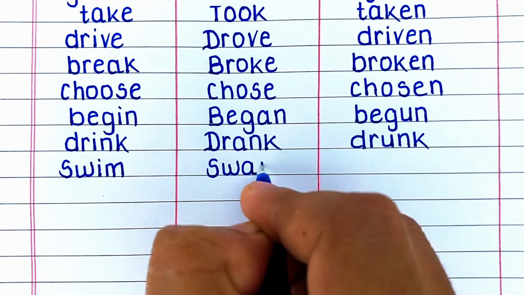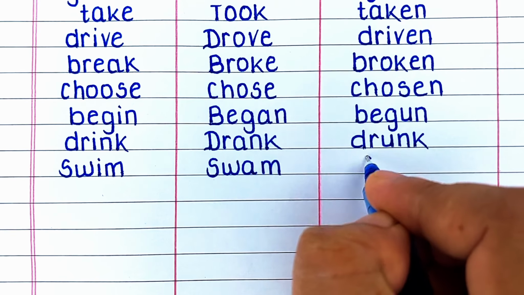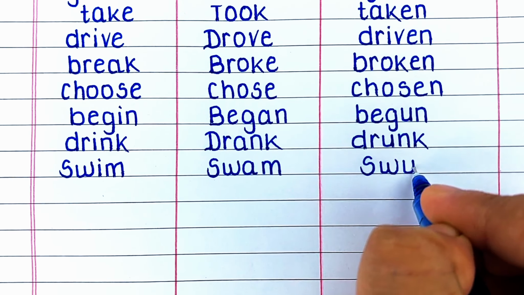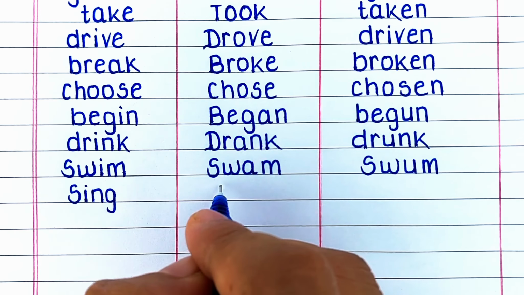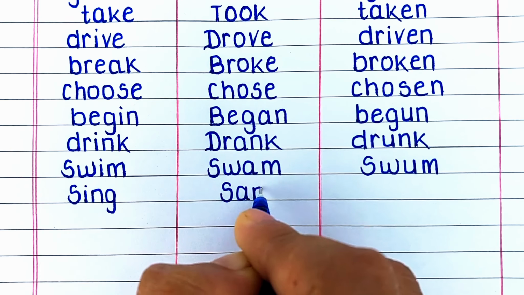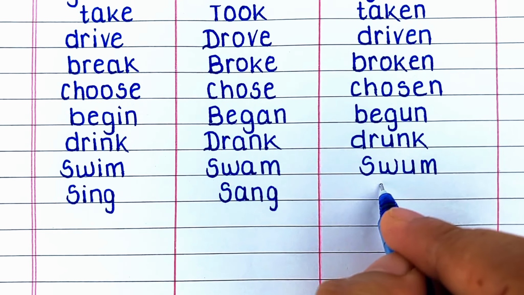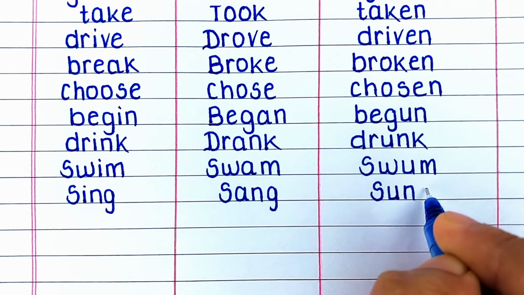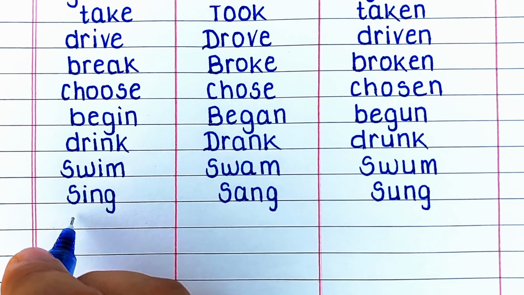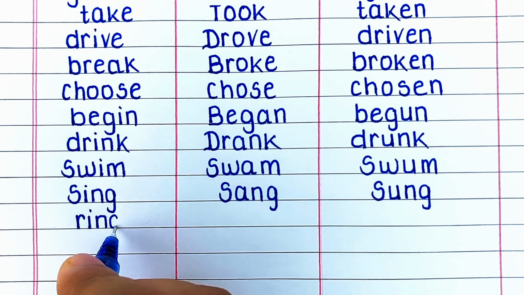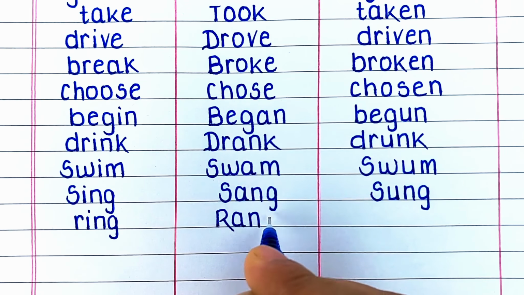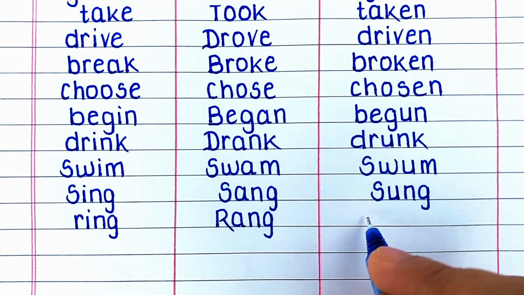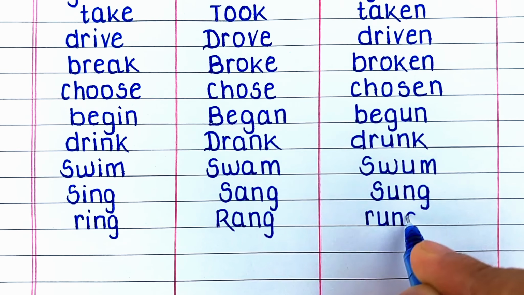Next verb is swim. Its V2 form is swam and V3 form is swum. Next verb is sing. Its V2 form is sang and V3 form is sung. Next verb is ring. Its V2 form is rang and V3 form is rung.